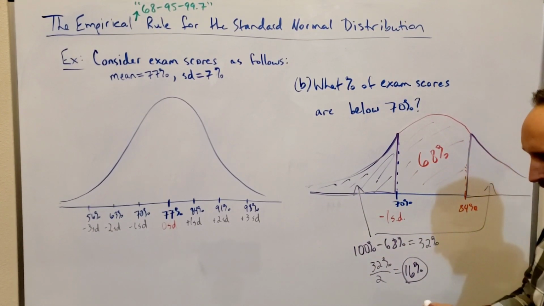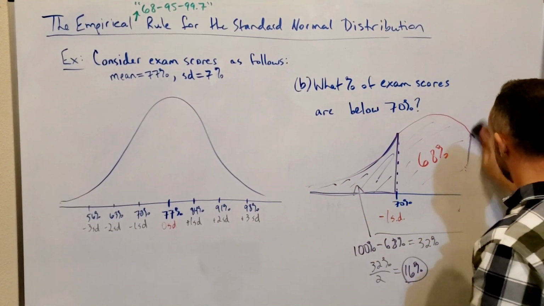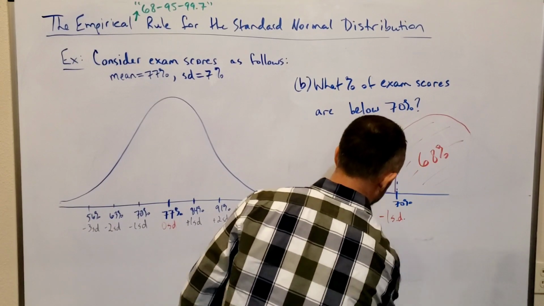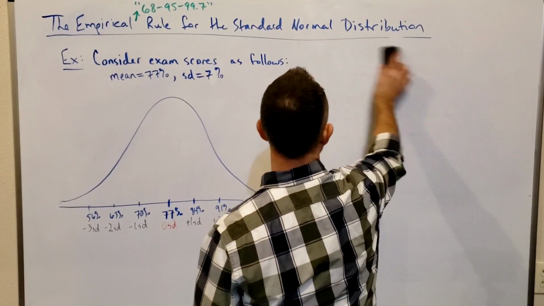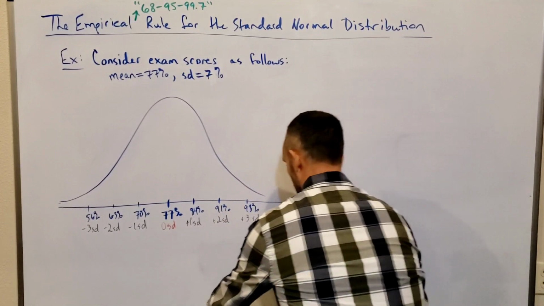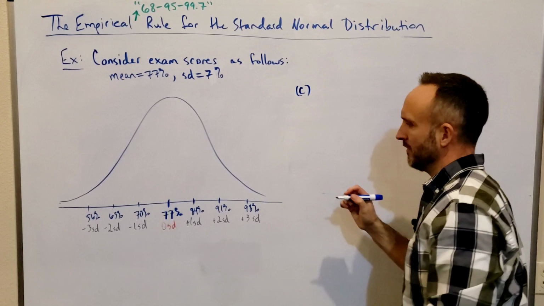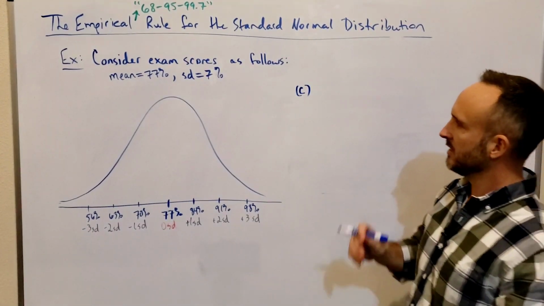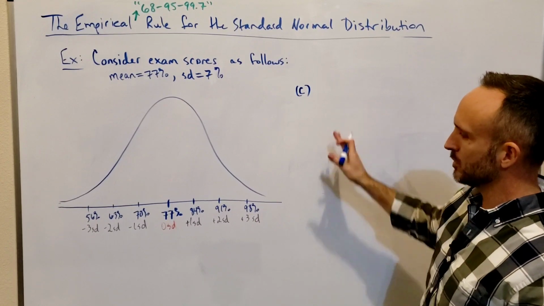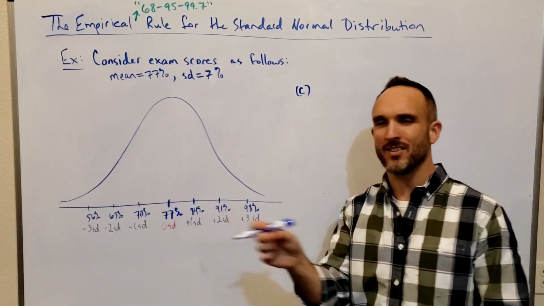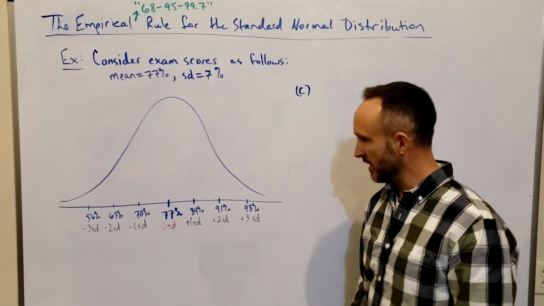All right, so let's try another one. We'll do one more example. I think this is part C. Sorry if it's not. And let's now look at what percent of exam scores are between two values that are not the same number of standard deviations. That perhaps is the hardest type of question to answer.